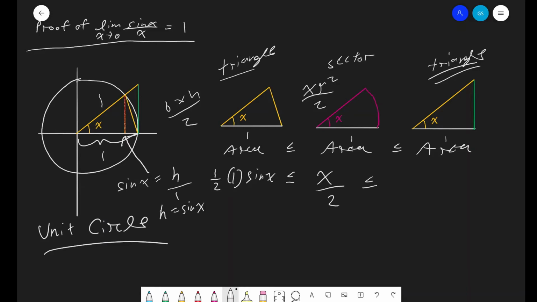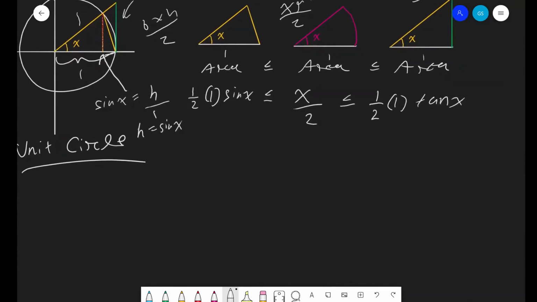Now let's express the area for this triangle. This green symbolizes the height. From basic trigonometry, from grade 10 trig, we can see that this could just be tan x, because tan x is opposite over adjacent, and adjacent is just 1. So this just becomes tan x. The base is still 1, so half times 1 times tan x.